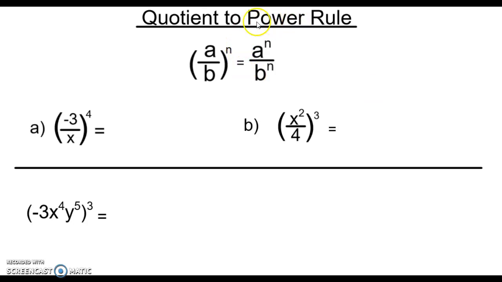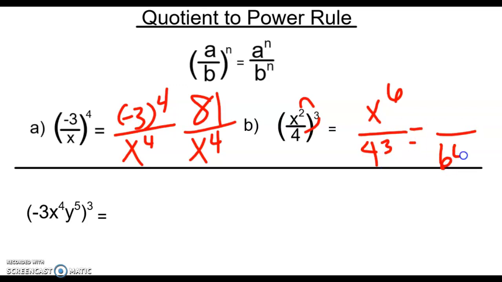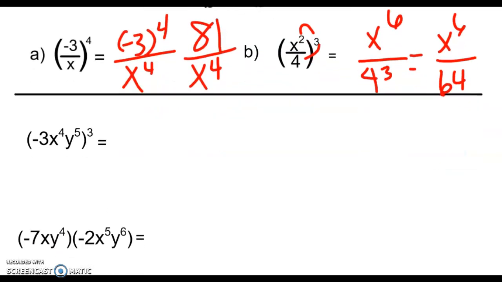All right. Quotient power rule. We use this all the time. If you have something in parentheses that's a fraction to a power, you can just split it apart, which is beautiful. So this gives me negative 3 to the 4th power all over x to the 4th power. Negative 3 times negative 3 is 9, so 81 over x to the 4th. All right, this one, same thing. It goes into both. So I get x to the 6th over 4 to the 3rd. So 4 times 4 is 16, times 4 is 64. x to the 6th over 64. So do the exponents out if you can, if it's just a number.